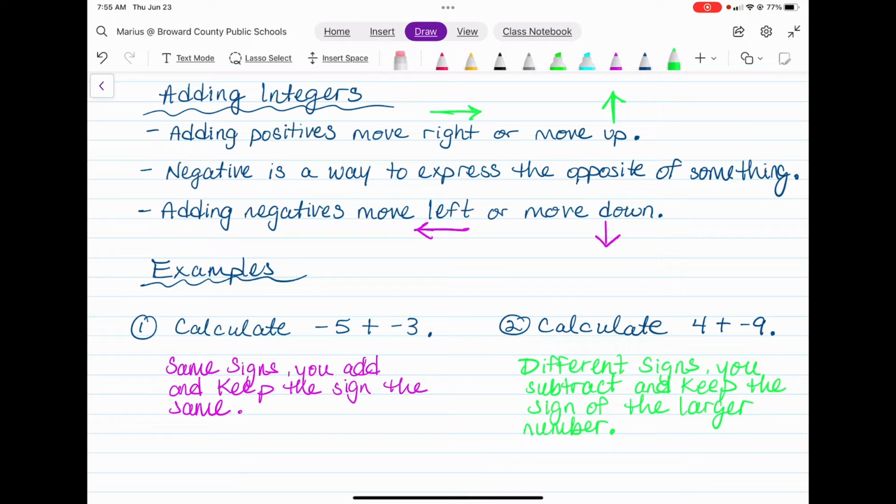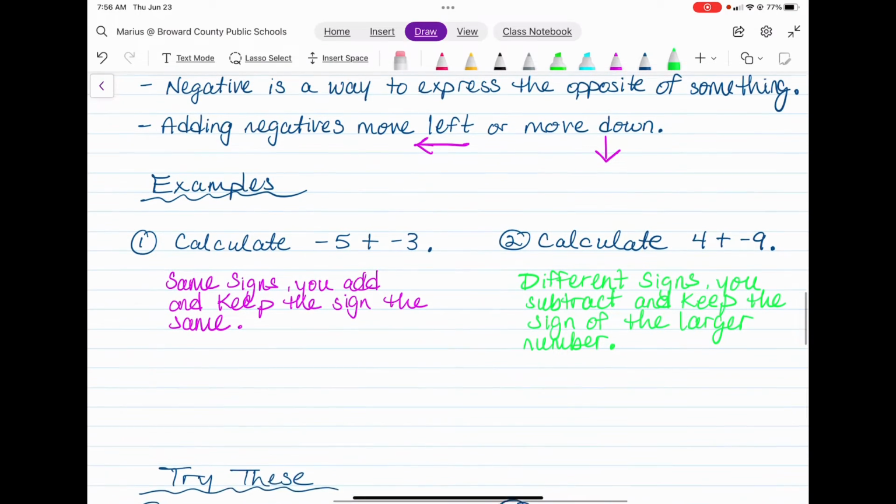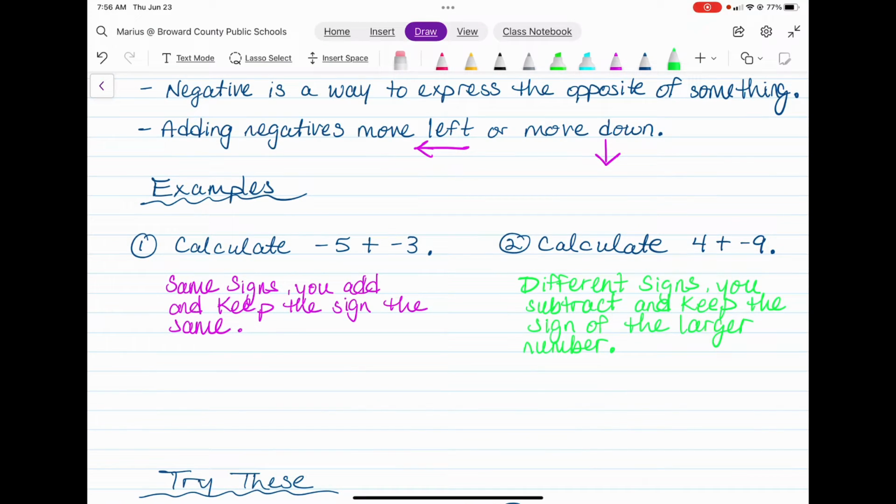Now, let's take a look at these examples here. Number 1 reads, calculate -5 plus -3. Well, the rule for when the signs are the same is that you add and you keep the sign the same. So -5 and -3, obviously they're both negative. So I would add them first because their signs are the same. 5 plus 3 is 8. Therefore, -5 plus -3 is going to equal -8. Remember, we keep the sign the same. If both of them are negatives, then the answer is going to be negative when you add.